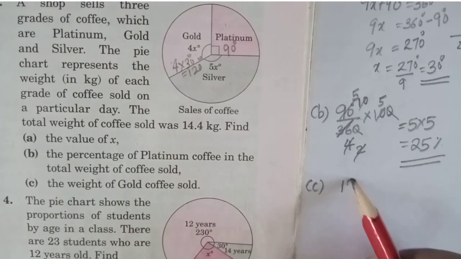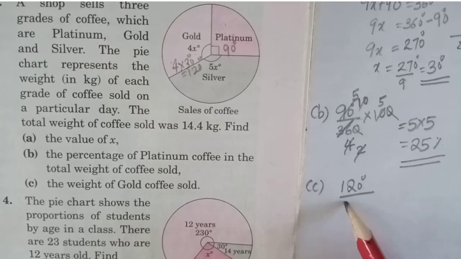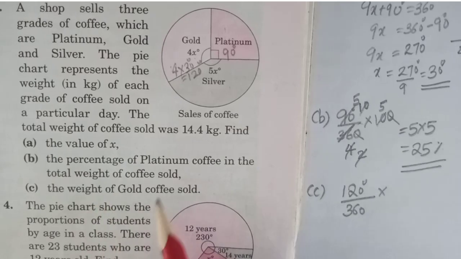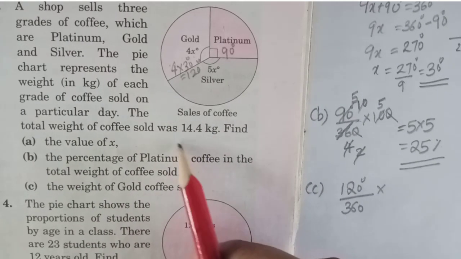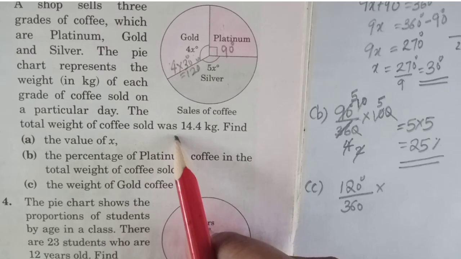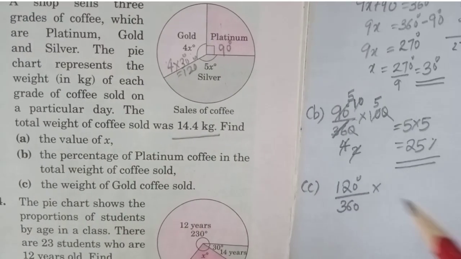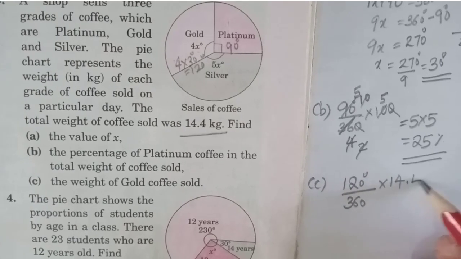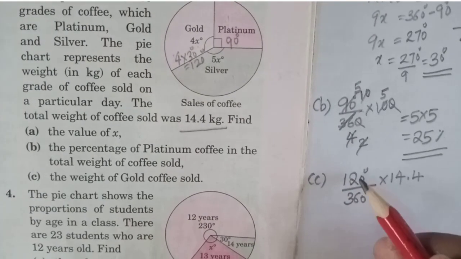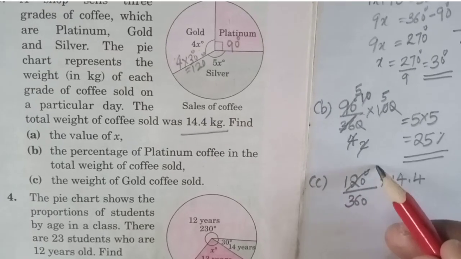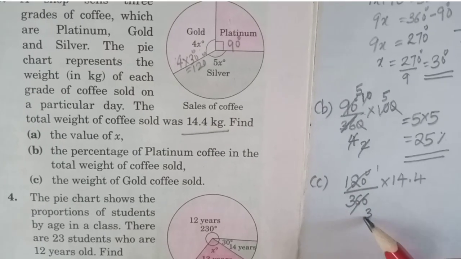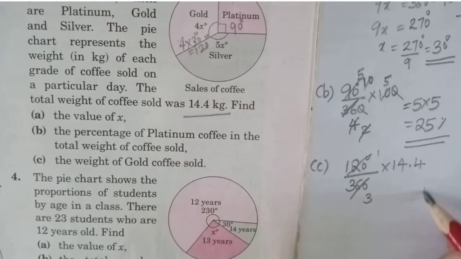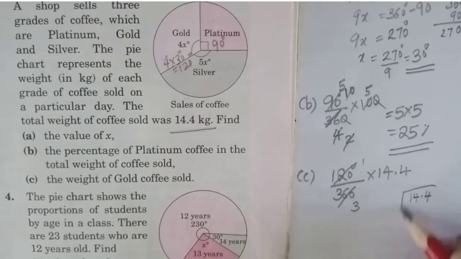The weight of gold coffee sold is 120 degree divided by the total 360 degree into the total weight. The total weight is given, 14.4 kilogram. So 120 divided by 360 into 14.4. We can cancel: 120 is one third of 360. So 14.4 divided by 3.